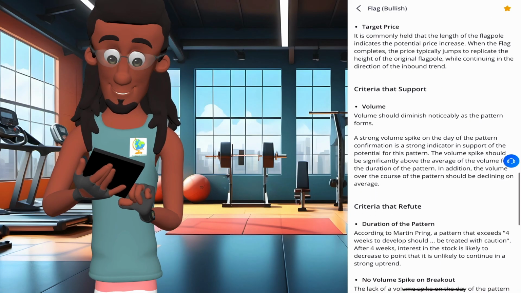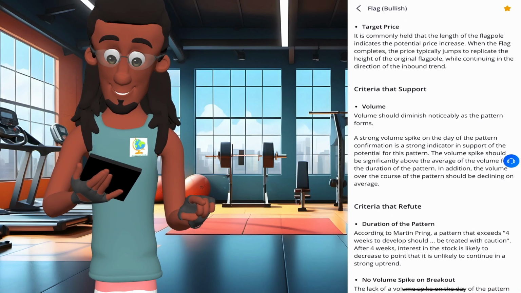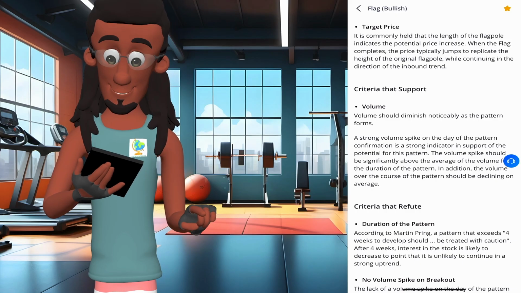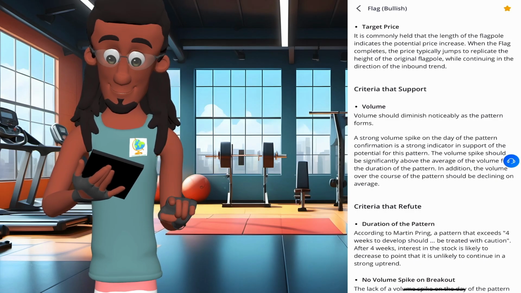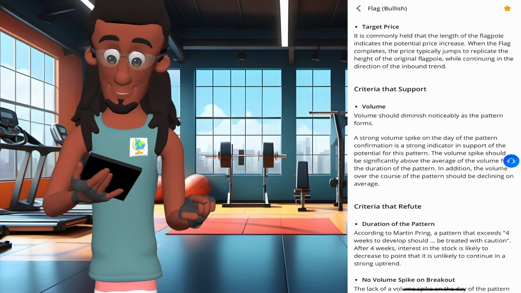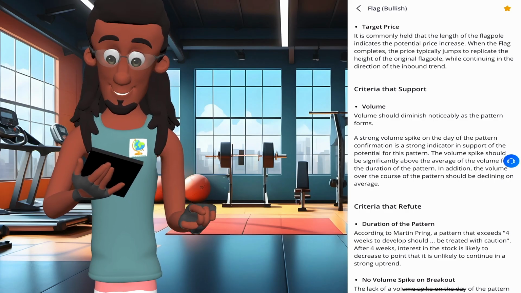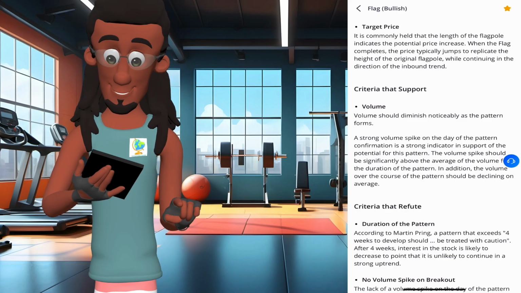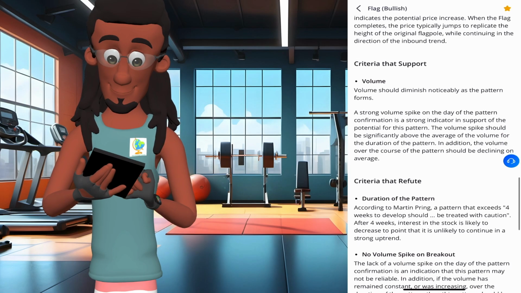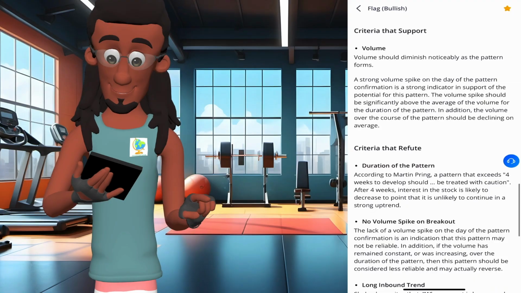Target price. It is commonly held that the length of the flagpole indicates the potential price increase. When the flag completes, the price typically jumps to replicate the height of the original flagpole while continuing in the direction of the inbound trend. I just said that.